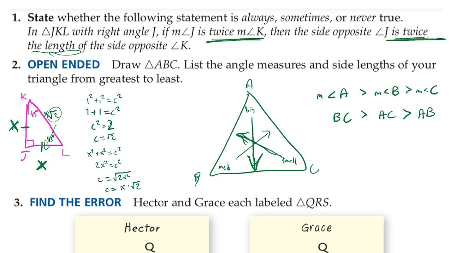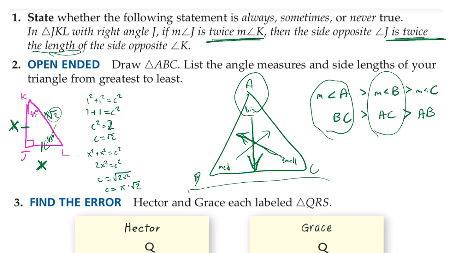There we go. So you notice the biggest side and biggest angle correlate. Angle A opens up to the 2 points that aren't A. It opens up to BC. Angle B opens up to the 2 points that aren't B, which is AC, and so on and so forth.